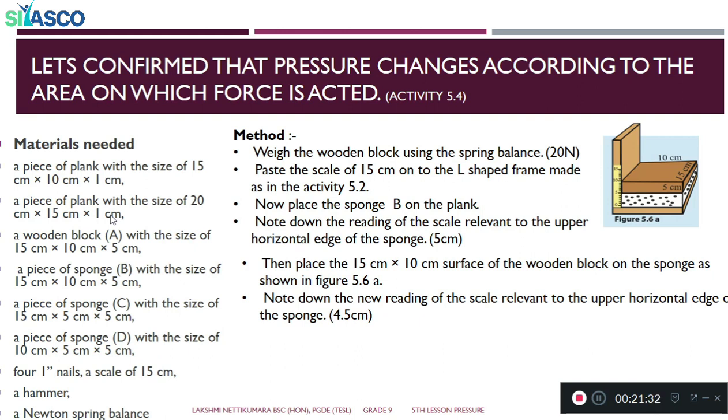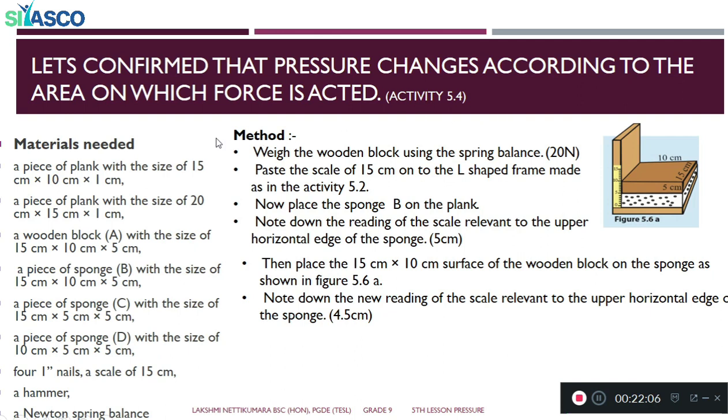Then you need a wooden block and name it A. The size is given. Then you need 3 sponges having 3 different areas. Here 15 into 10 into 5, 15 into 5 into 5, 10 into 5 into 5. The similarity is all these sponges have a similar height. Then 4 nails, a hammer, and a Newton spring balance.